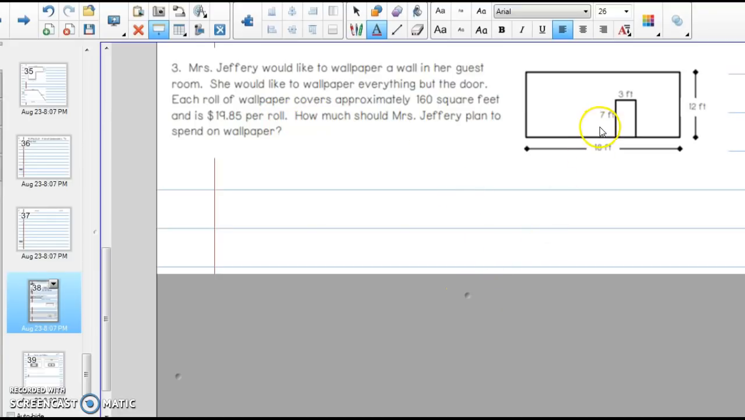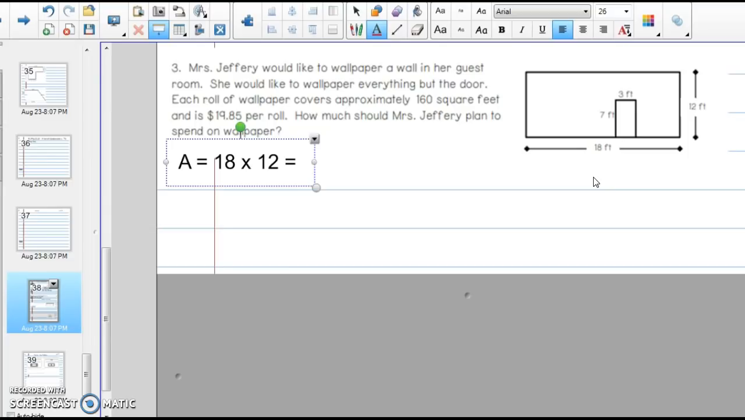Okay, so because the wallpaper is going to cover this area, the first thing we need to do is find the area of this entire section without the door. So you should notice that both of these figures are rectangles. Let's find the area of the larger rectangle, this rectangle on the outside. To do that, we would multiply 18 times 12. Again, pause your video at different times so that you can make sure that you have this information on your notebook paper.